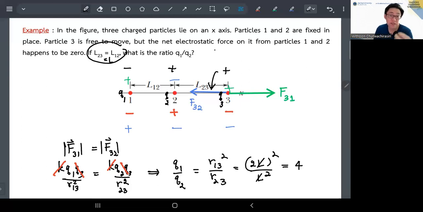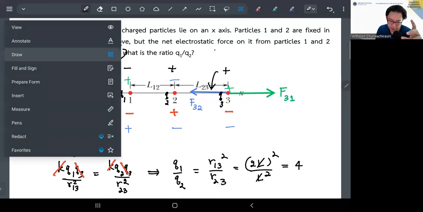All right, Q1 is twice the distance, but because the distance needs to be squared in Coulomb's law, you have to square that and put it on the charge. So the charge has to be 4 times bigger to be able to cancel the force due to the other charge, Q2. Cool. All right, one more thing before we move on to the next one.